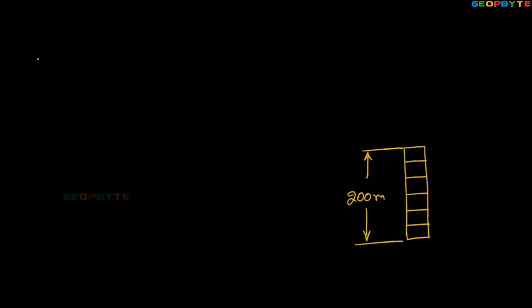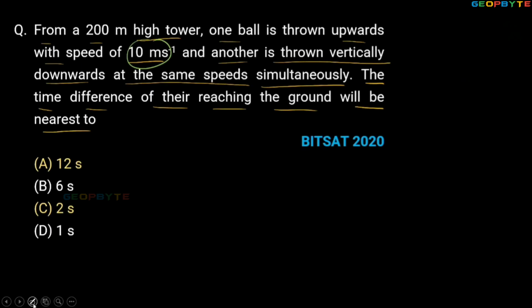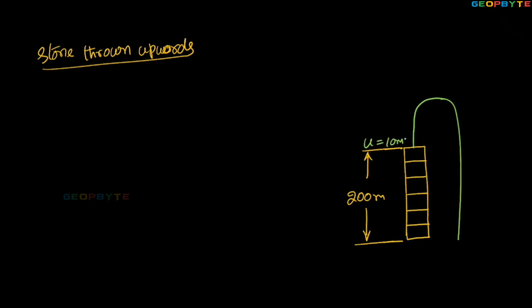Right? A stone is thrown upwards like this. It is moving up to a certain height. Then it starts to fall down. At what velocity is the stone thrown? With a velocity u. That velocity u is given as 10 meter per second. Okay. Now at the highest point, final velocity v is equal to 0.